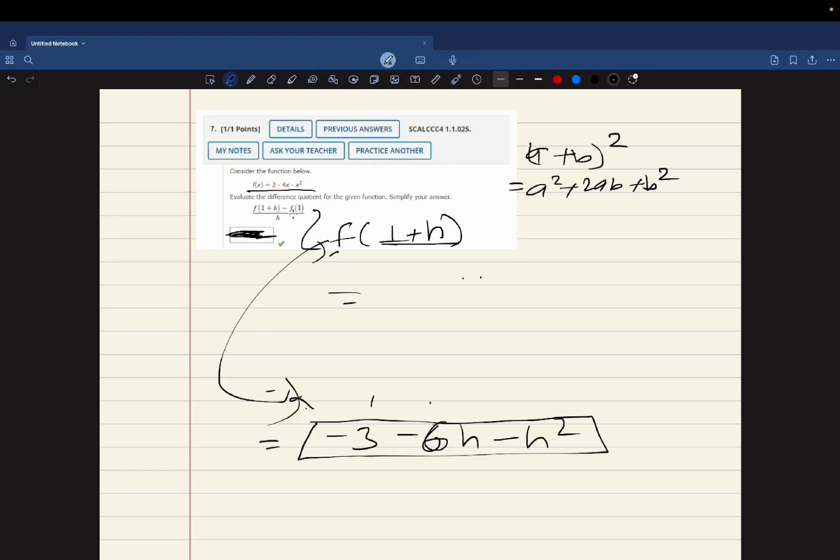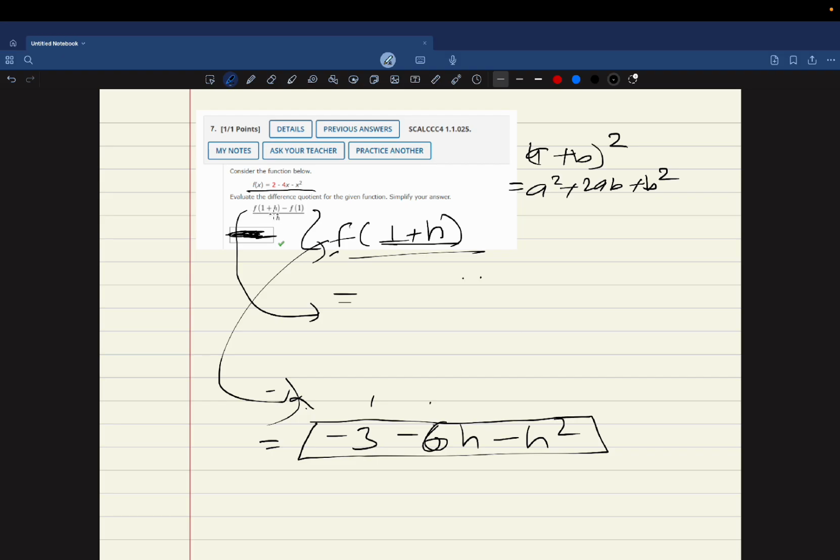Now we need to find out what is f of 1. So f of 1 will be 2 minus 4 times 1 minus 1 squared. So it will be 2 minus 4 minus 1. 2 minus 4 is minus 2, minus 2 minus 1 is minus 3. So f of 1 is negative 3. Now we need to bring it together and then do some calculations. So this is negative 3.